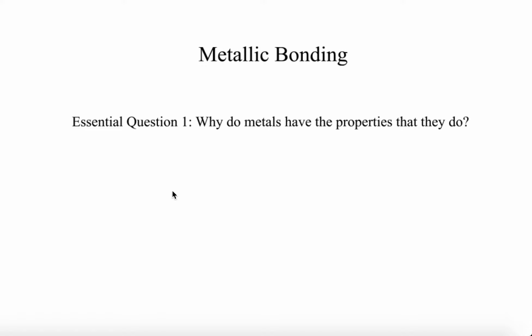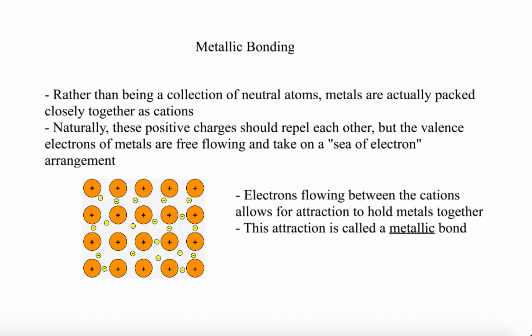Hi everyone. So at this point we've covered ionic bonds and covalent bonds, and now we're going to lastly get into our final type of bonding called a metallic bond. The metallic bond is going to help us address the question of why metals have the properties that they do. The metallic bond is a little different than the types of bonds we've seen so far.